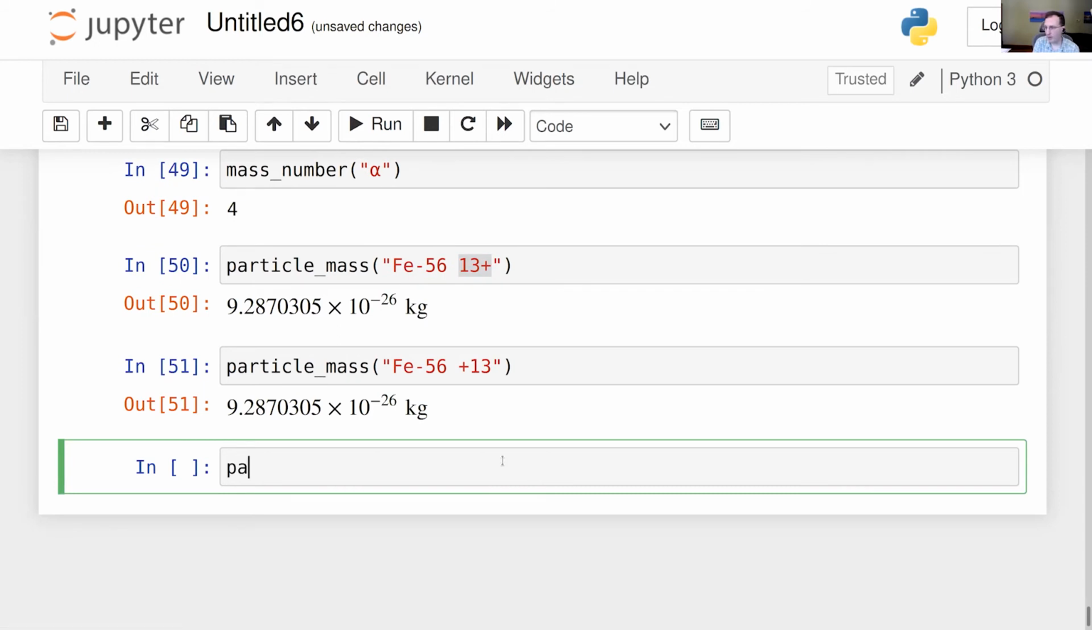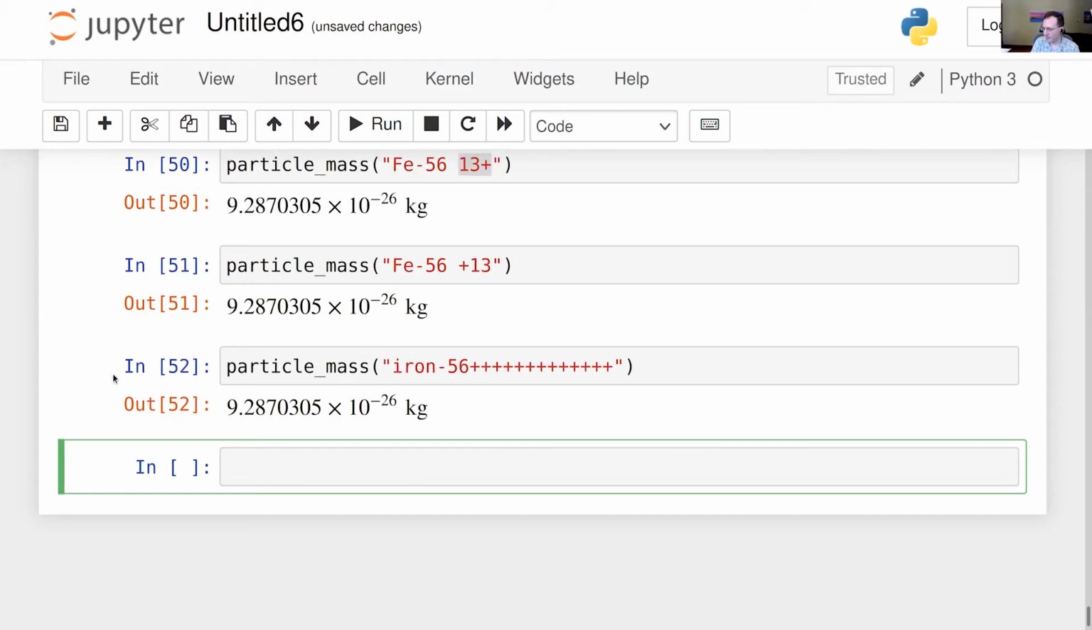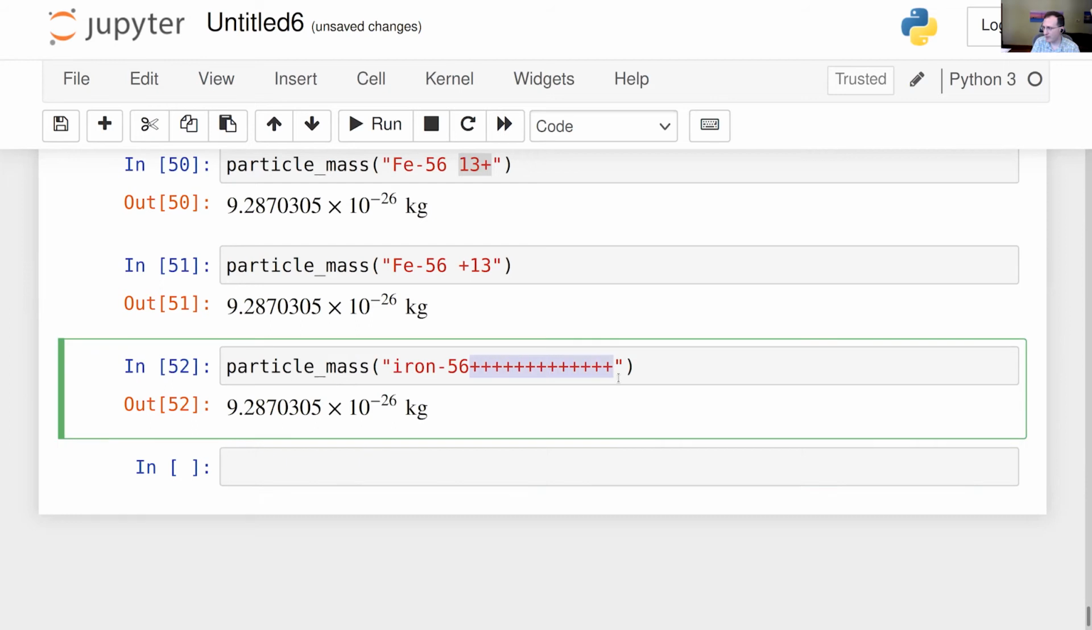We can also do particle mass of iron 56 with a string of plus signs, it's probably 13, and we get the same value. So you can use plus signs to represent the charge.